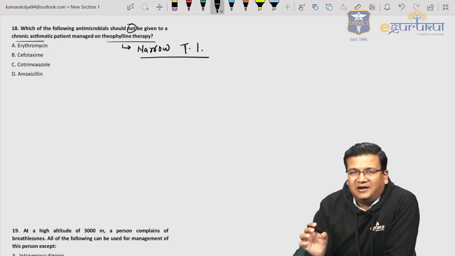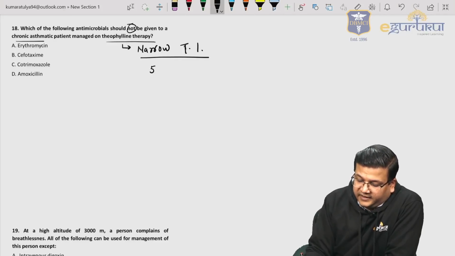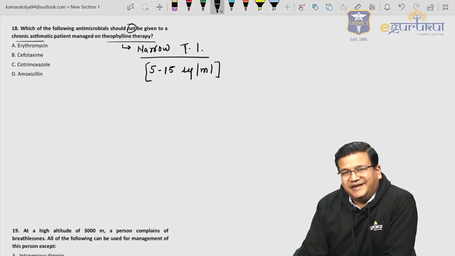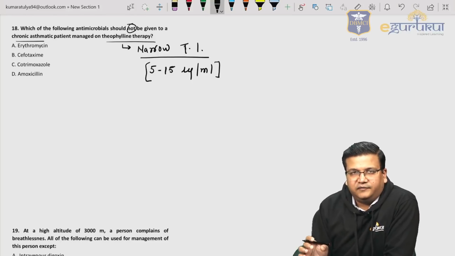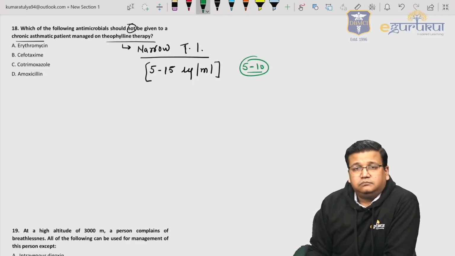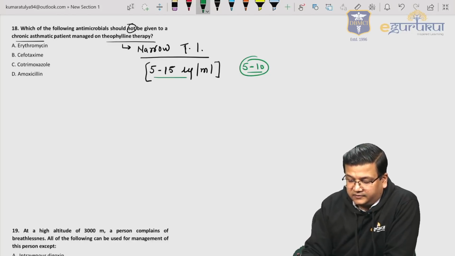If its blood level increases beyond a certain limit, then it can cause toxicity. So first of all, what is that blood level? 5 to 15 microgram per ml. We have to keep its blood level between this range, 5 to 15 microgram per ml, preferably between 5 to 10. In clinical practice we should try to keep its blood level between 5 to 10 microgram per ml, but in general the range is 5 to 15.